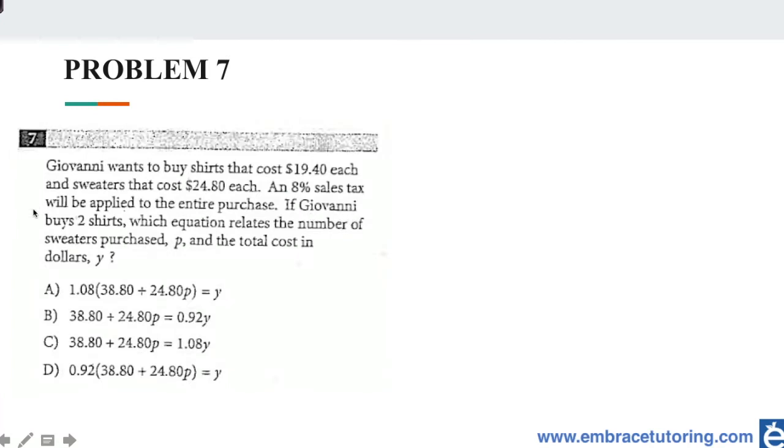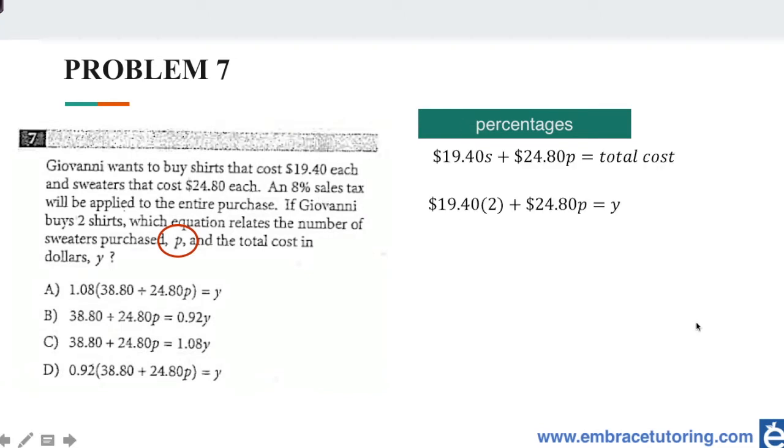If Giovanni buys 2 shirts, which equation relates the number of sweaters purchased P and the total cost in dollars Y? Now, hopefully what you want to quickly understand is that this is obviously a quick percentages problem. We see that the $19.40 times the 2 sweaters is going to give you $38.80 plus the $24.80 P will equal Y.